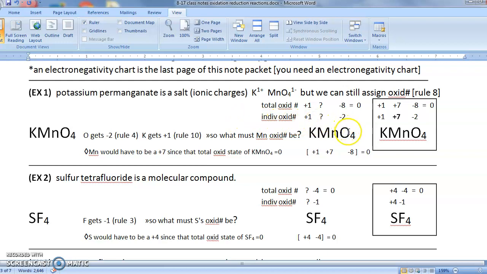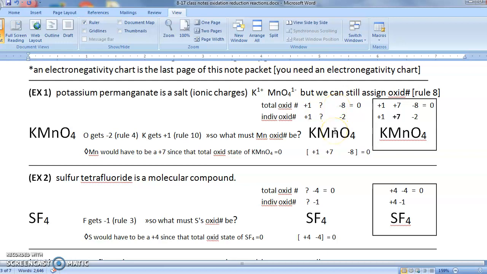So let's take a look. We've got 4 oxygens at -2. They add up to -8. We got 1 potassium at 1+. It adds up to +1. The overall oxidation numbers must total 0. So we have a +1 and a -8.